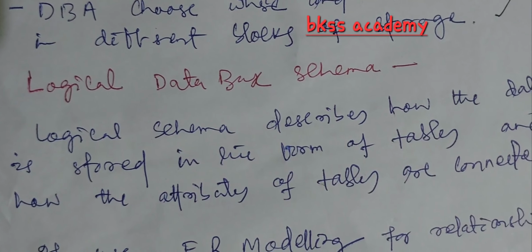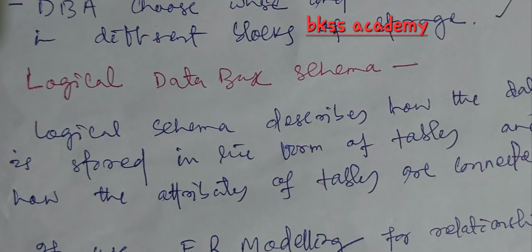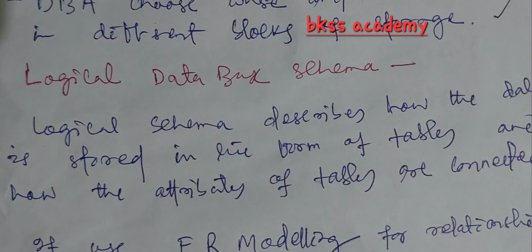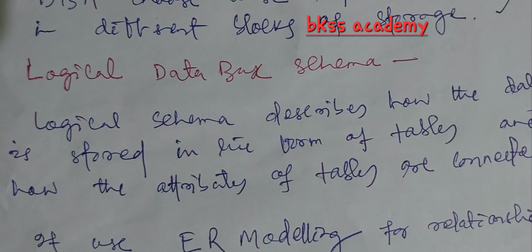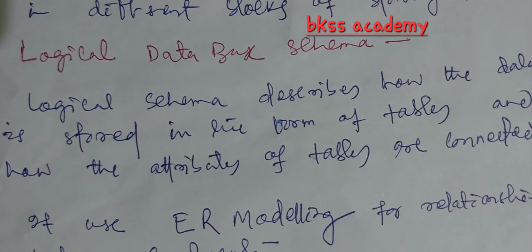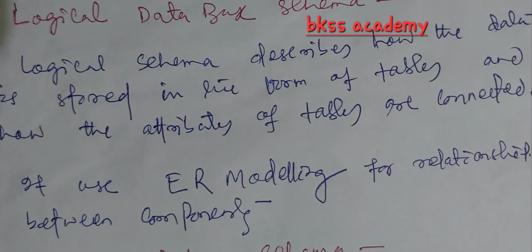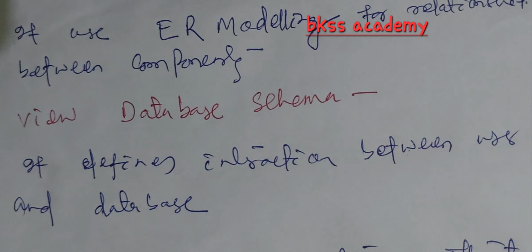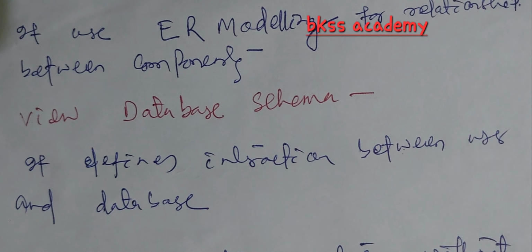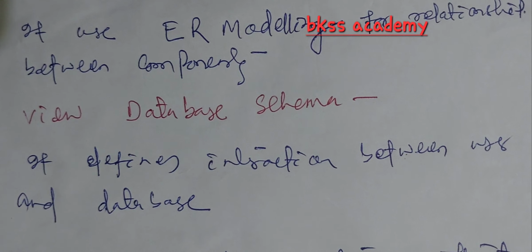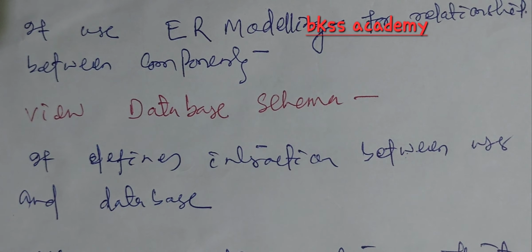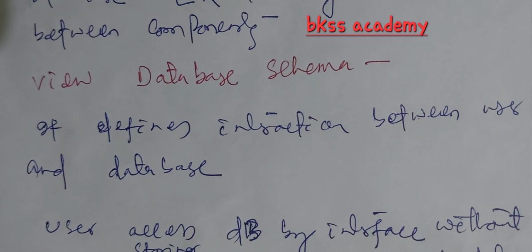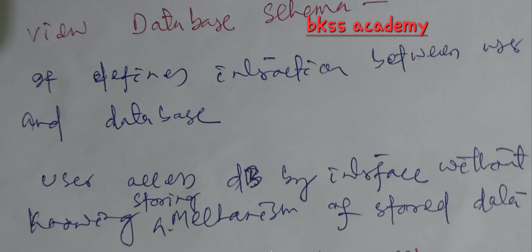Logical database schema describes how the data is stored in the form of tables and how attributes of tables are connected. It uses ER modeling for relationships between components. View database schema defines the interaction between user and database. The user accesses the database through an interface without knowing the storing mechanism of the stored data.